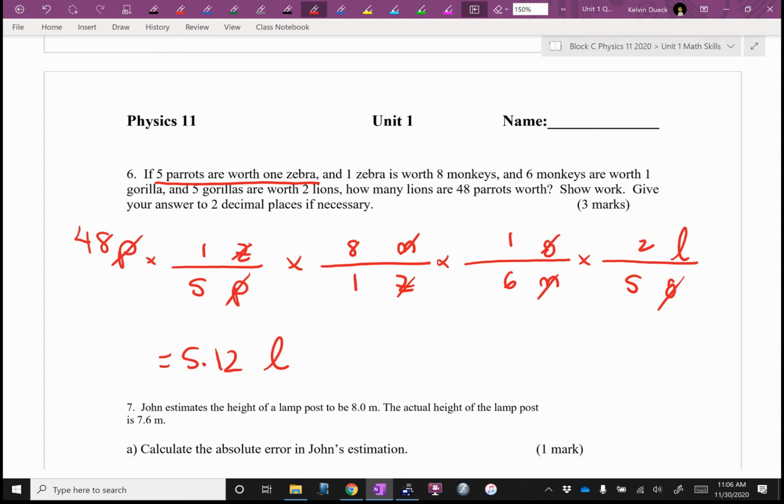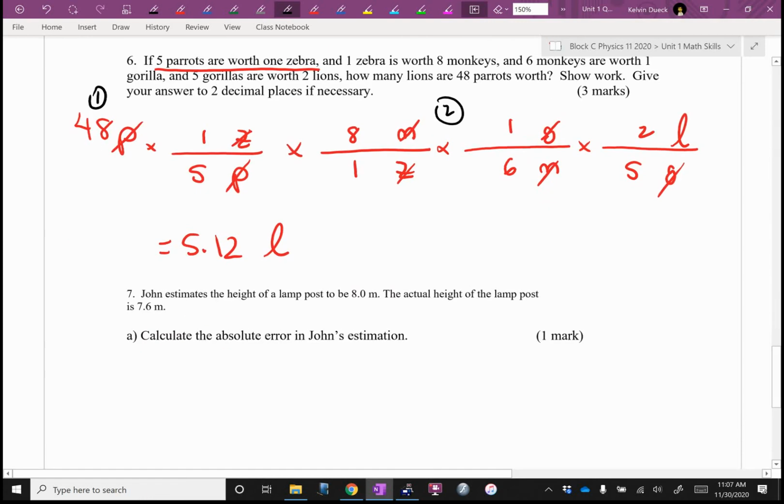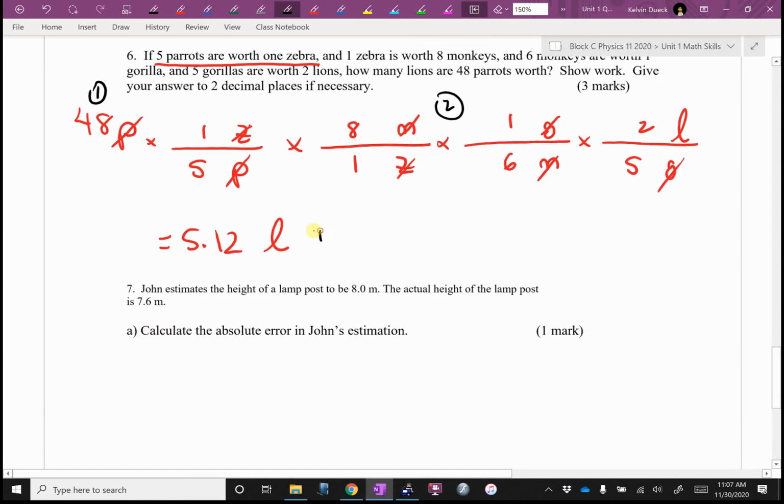How would I give this part marks? I would give you 1 whole mark if you wrote down what they gave you. I would give you a 2nd mark if I saw that you had tried to build some kind of a fraction chain. So you can get 2 out of 3 and still get this wrong. And then the 3rd mark is for the answer.